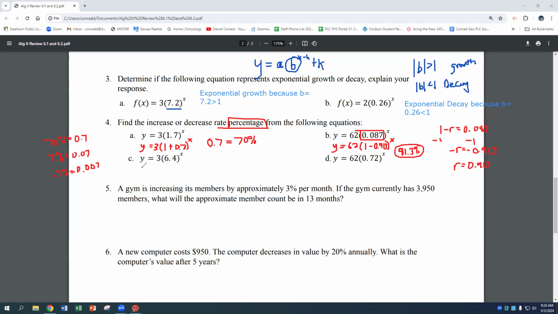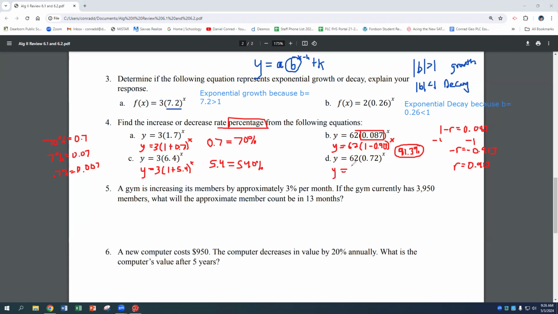All right, next one, you got 3, and then again, we can split this into 1 plus 5.4. And then 5.4, you got to move the decimal over twice. You're going to get 540%, right? 5.4 is 540%. All right, next one up.